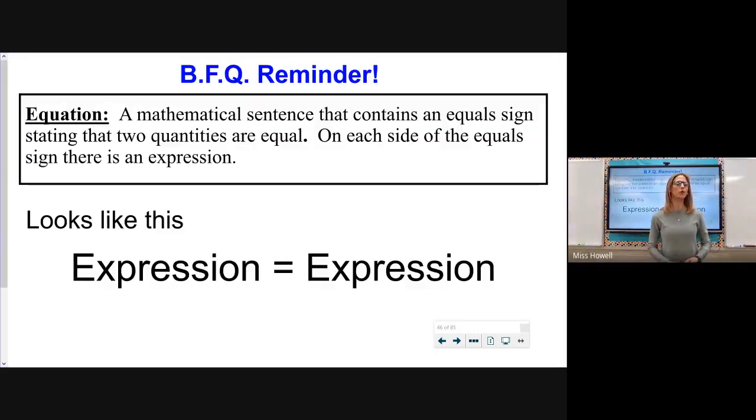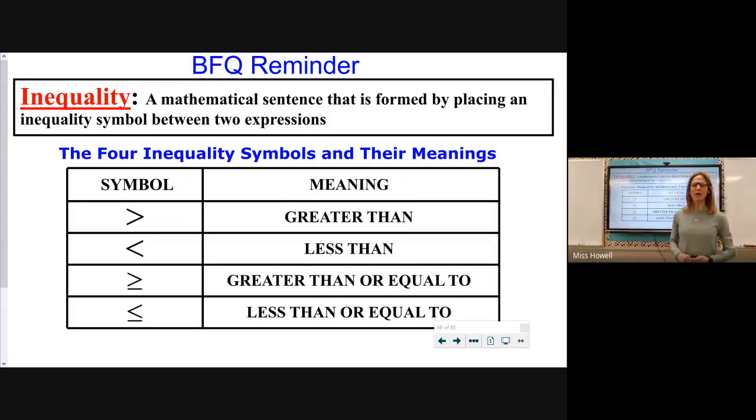At this point, I should fully understand that an equation is a mathematical statement that contains an equal sign and will always be in the format of an expression, an equal sign, and an expression. Our inequalities, which we're going to add back in today, are in that same format of two expressions, but in between them must be one of our four inequality symbols: a greater than, a less than, a greater than or equal to, or a less than or equal to symbol.